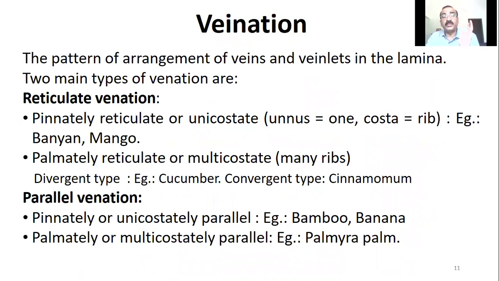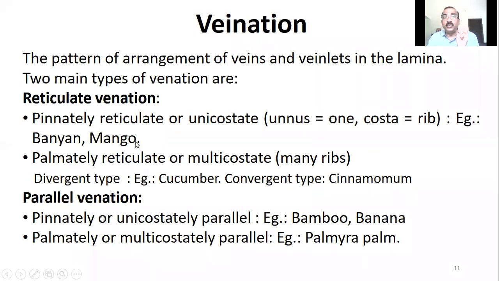What is phyllotaxy? So next comes venation. What is venation? Venation refers to the pattern of arrangement of veins and veinlets in the lamina. You may find those fine midrib and its branches, and they are arranged in different ways. This arrangement of veins and veinlets, branches of vein, is called venation. So basically there are two types: reticulate venation and parallel venation. Reticulate is mainly found in dicot plants, parallel mainly found in monocot plants.